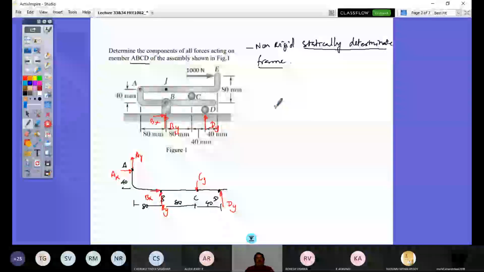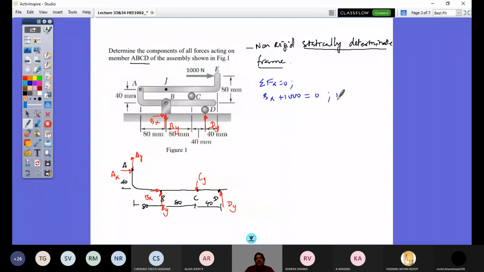So how do I solve that? By observation itself, it is clear that if I apply the first equation, sigma Fx equals 0, I have Bx plus 1000 Newton equals 0. That solves Bx as minus 1000 Newton, to the left. So you would have this direction. So what is the meaning of minus 1000? Bx is acting towards the left. Whatever is considered here, it is just opposite to that, is what I should put.